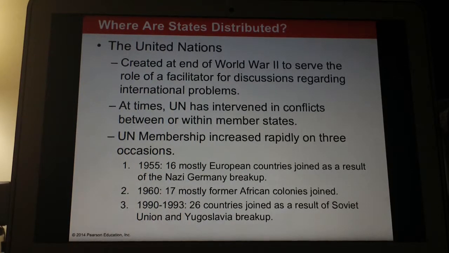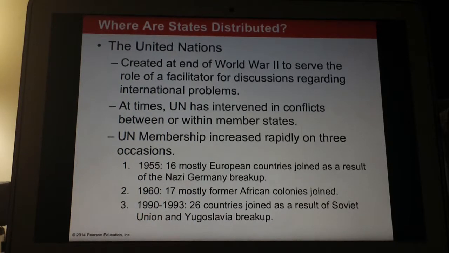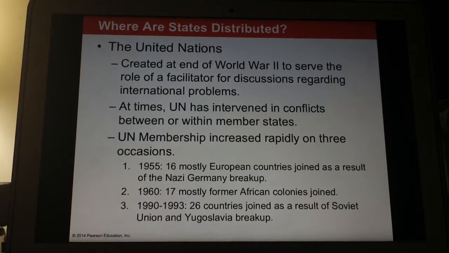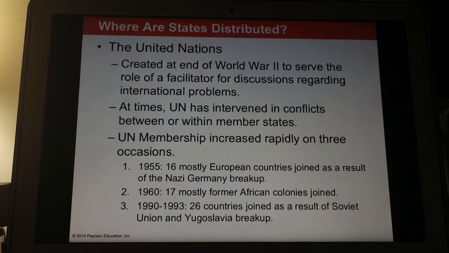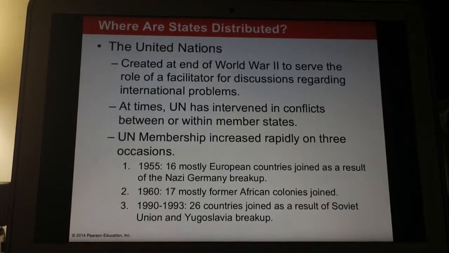The second time UN membership increased rapidly was in 1960. This was when 17 mostly former European colonies joined. So they were former African colonies that had become independent nations, and they joined the United Nations. Goodness, speaking is hard tonight.